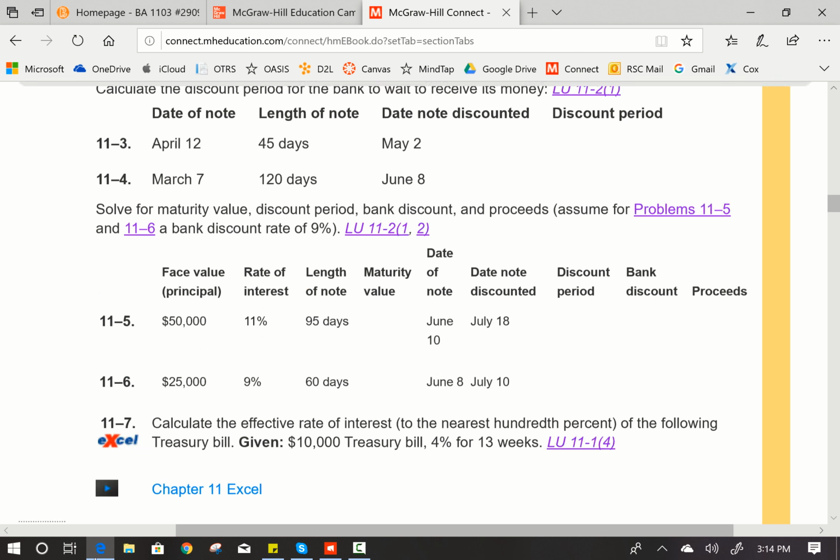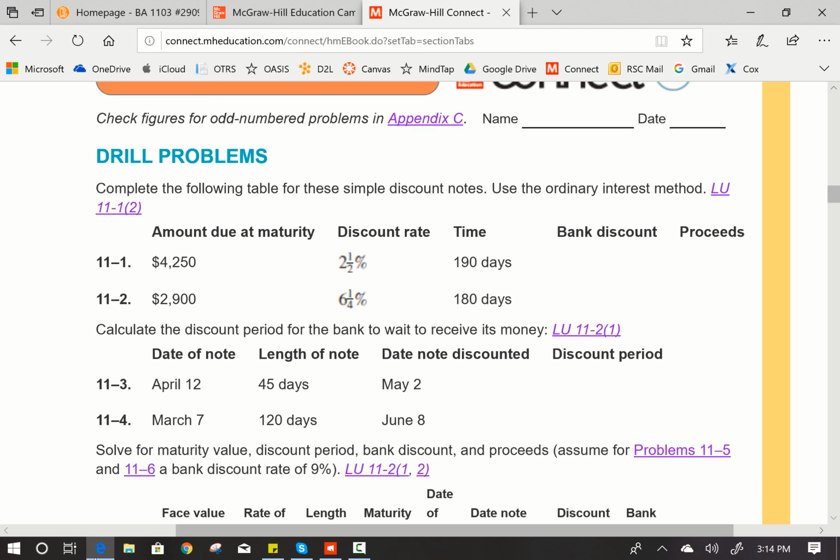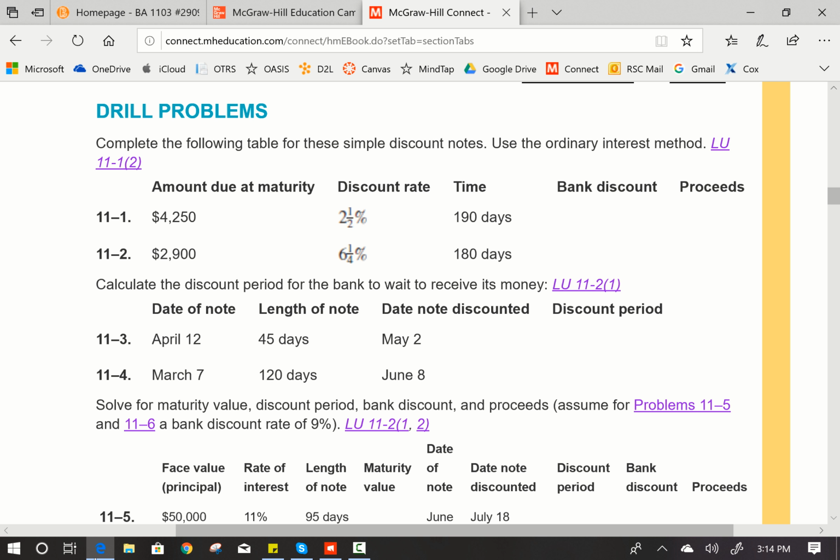Okay, in Chapter 11, we are going to take a look at the drill problems, and remember that the problems are algorithmic, and therefore they change as you go from one problem to the next as they're populated in Connect. And also this may be a different version of your textbook, so we're using the values that I have in front of me right now.